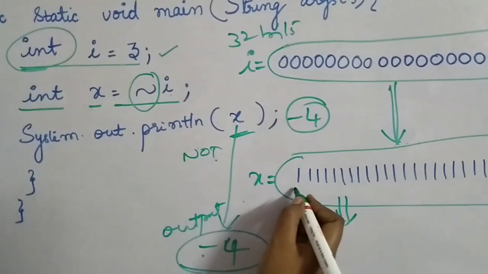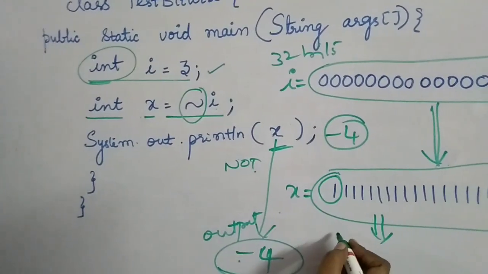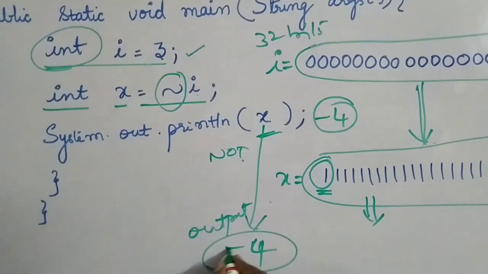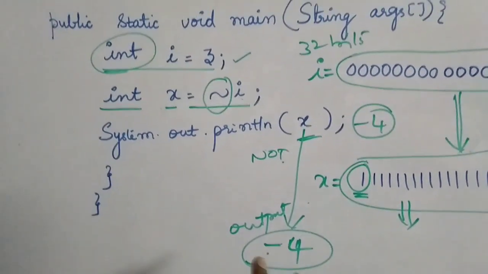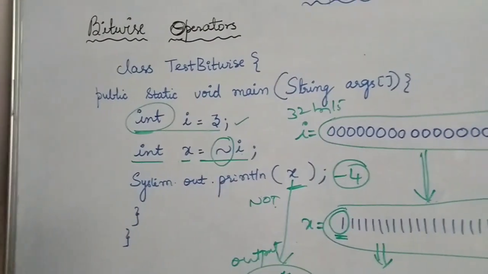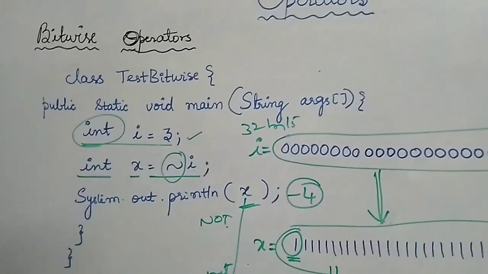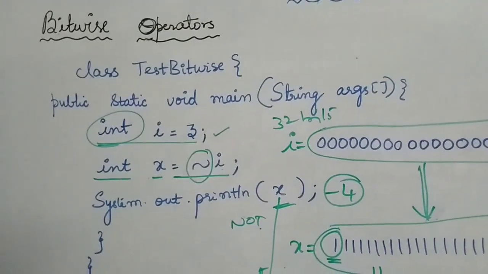You can clearly make out that this is the high order bit, or the most significant bit, or the first bit, which is 1. That's the reason why you get a minus, and this is the representation of -4. So this is the answer for this NOT operation. But we'll look into how the conversions take place.